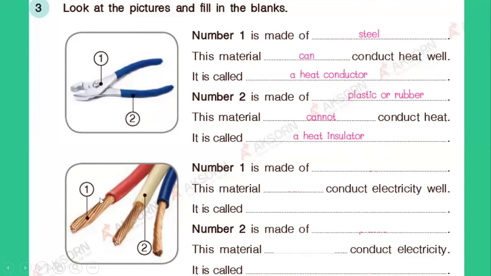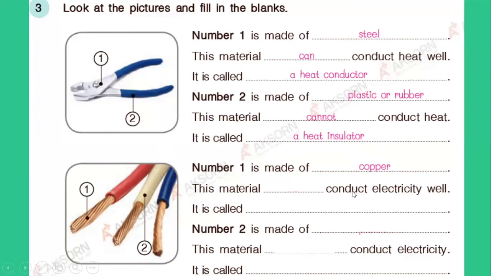So look at the picture. We have wires, electrical wires, right? Number one, look at this. What is it? It's made of metal. What kind of metal is it made of? I already told you that almost all electrical wires in our everyday life are made of copper. Copper, repeat after me, copper. Number one is made of copper. This material, and answer on your own.